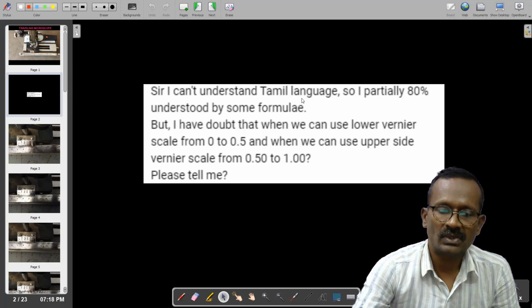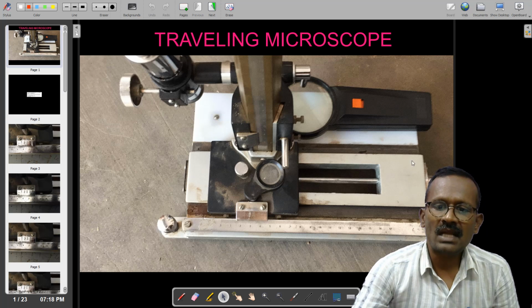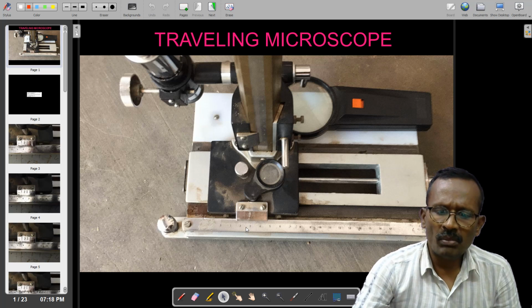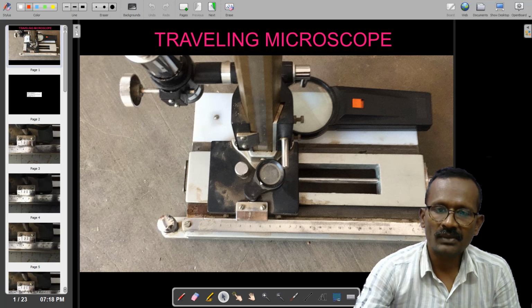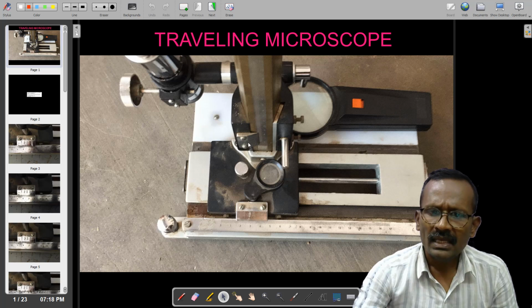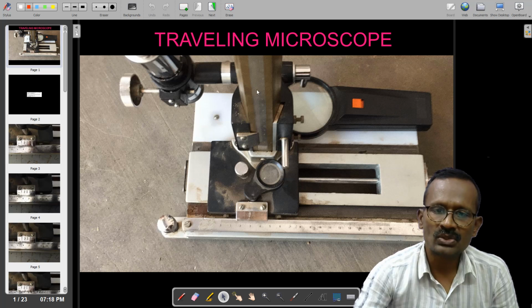Okay, see, this is the traveling microscope. I'm not going to explain the traveling microscope now. My botheration in this video is how to take a reading by using the traveling microscope. This is the main scale, a horizontal scale. This vernier scale will slide over this rod, and it will slide along this main scale.